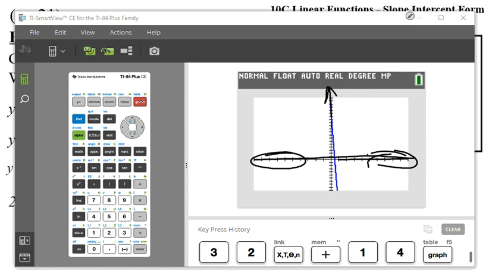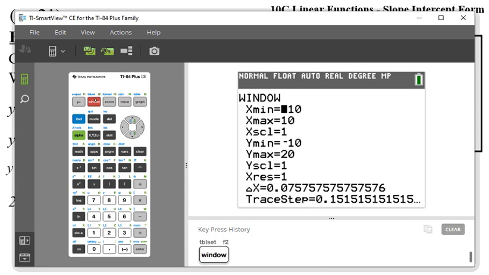My x max, because this is to the big values, and my x min. I could bring those in a bit, but I still, even though I changed this earlier, my y max needs to go higher. So let's go into window.